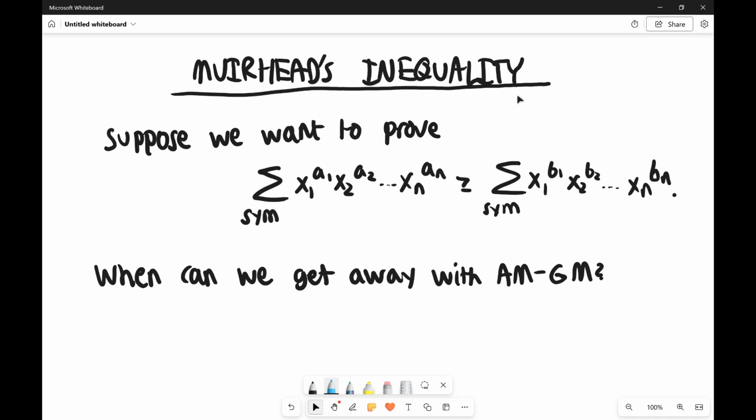So suppose we want to prove this inequality here. And when I say symmetric sum, I mean the exponents run over all permutations. So we would have this term here, and then x1 to the a2 times x2 to the a1, and so on and so forth, going over all permutations in the exponents with multiplicity. And you want to show that it's greater than this guy over here. So when can we get away with AM-GM?